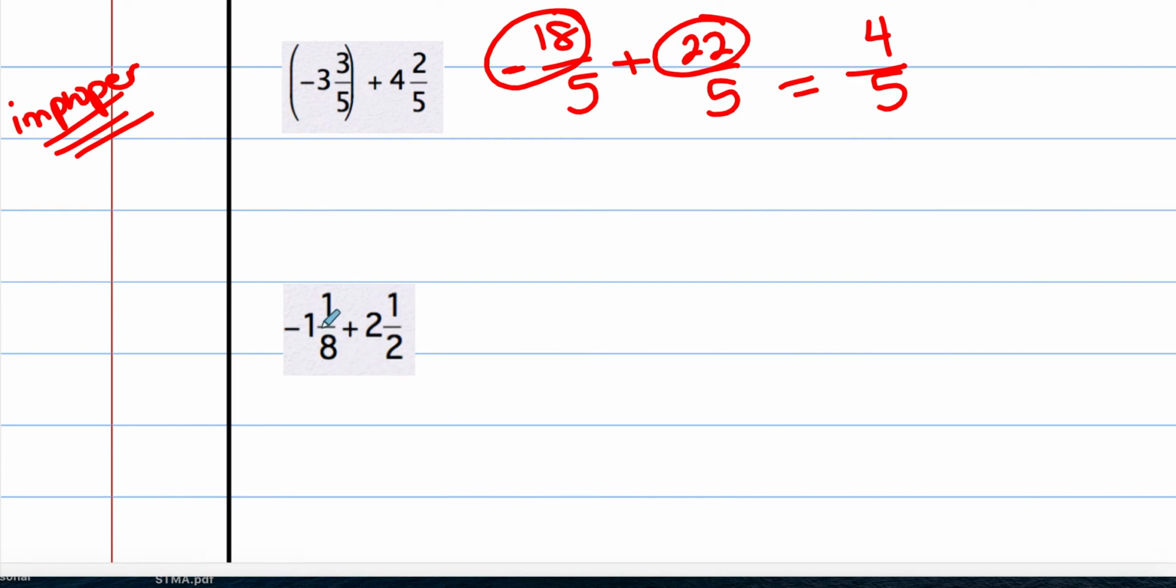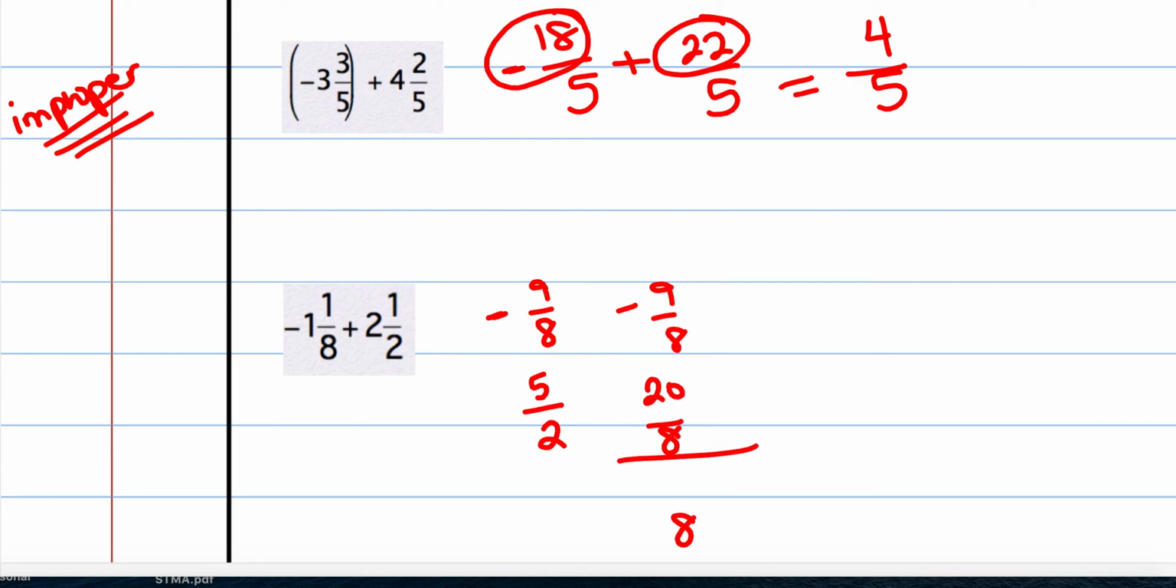All right, so let's take a look. 1 times 8 is 8 plus 1 is 9/8. 2 times 2 is 4 plus 1 is 5/2. And whoops, I forgot my negative. Common denominator would be 8. Times by 4, 5 times 4 is 20. So now I can see my denominator is 8.